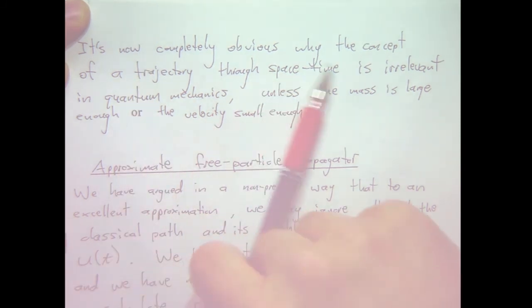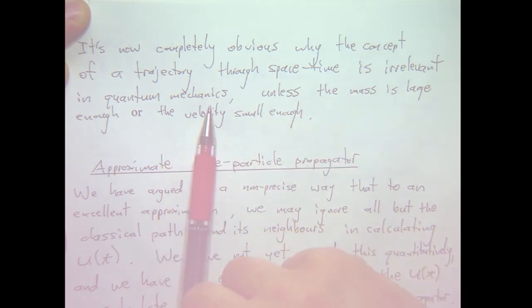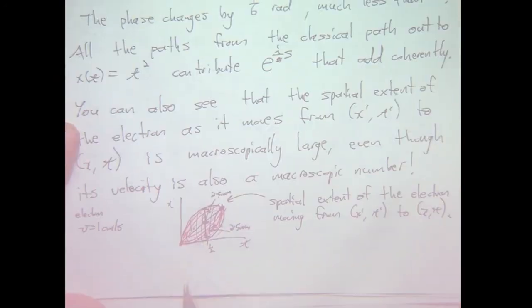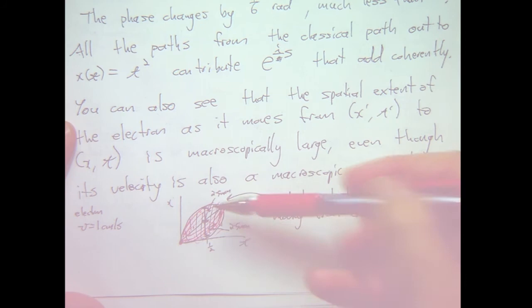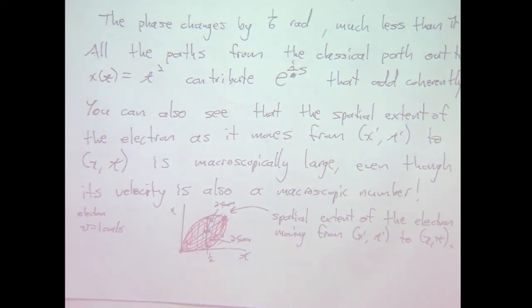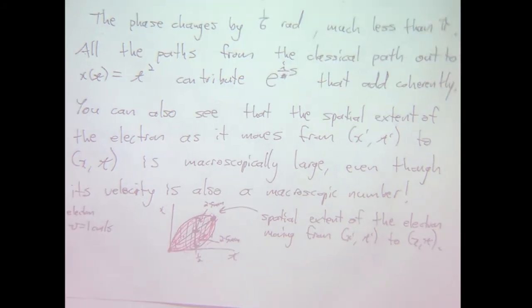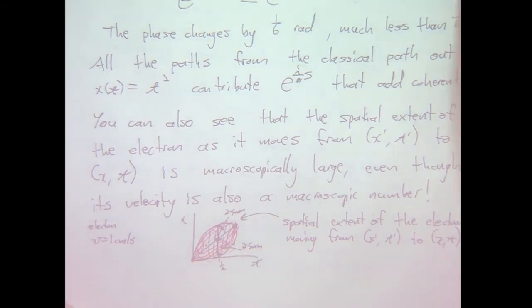It's now completely obvious why the concept of a trajectory through space-time is irrelevant in quantum mechanics, I hope. Yeah, you can't talk about the trajectory of an electron from that point to that point. It's in a classical sense. It's not like a billiard ball going like that. It's just spread out through space somehow. It goes through all possible paths. Not just paths in space, but sort of paths in space-time. It just seems to slow down or speed up or whatever.